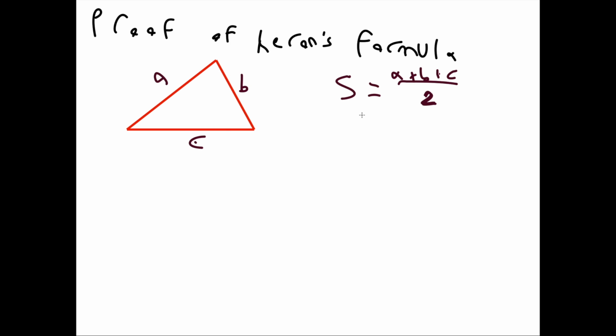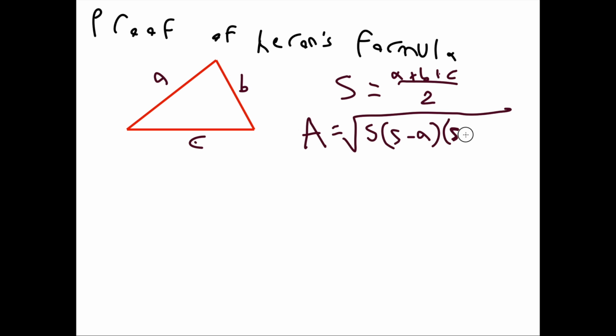So if we define an S like this, it is not the area. The area of this triangle would equal the square root of S times S minus A. Whoops, not S minus S, that would be 0. A times S minus B times S minus C. Right? Okay, so that is Heron's formula. Now we're going to prove this today.